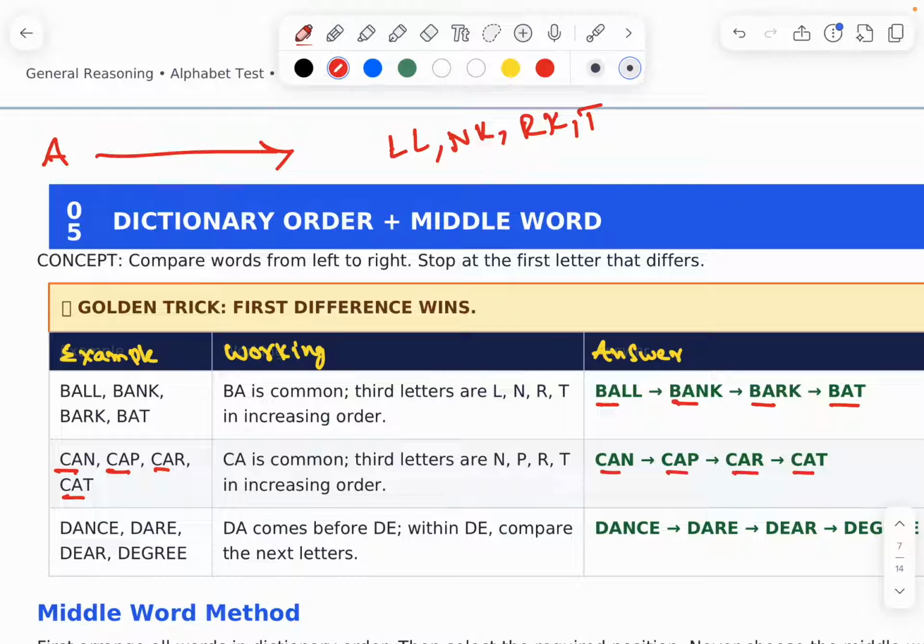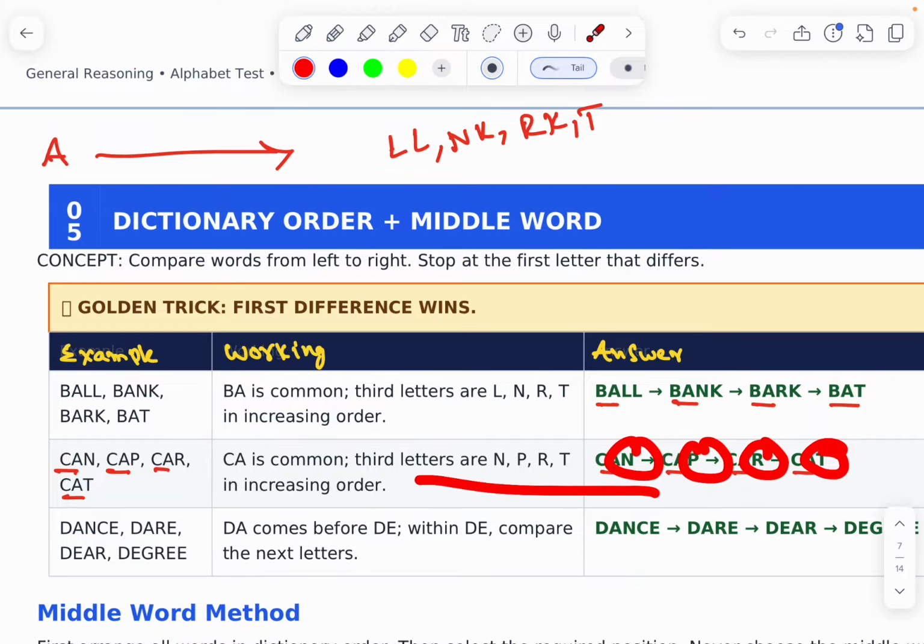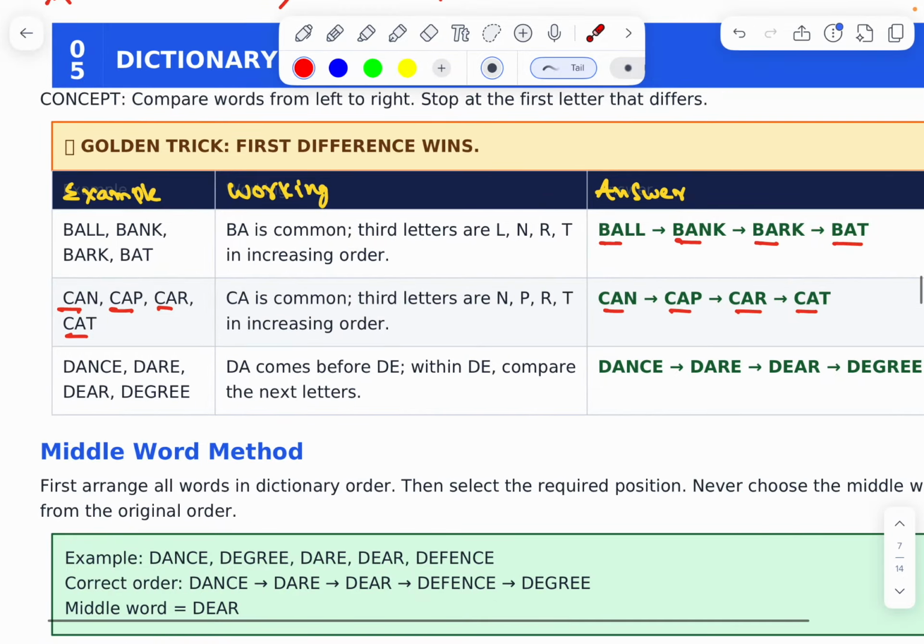Then you can read the alphabets once again. N, P, R, T. Therefore, this is the order. Okay. Next, dance, dare, dear, degree. First of all, you can observe here DA, DA. Therefore, I am writing directly dance and dare.